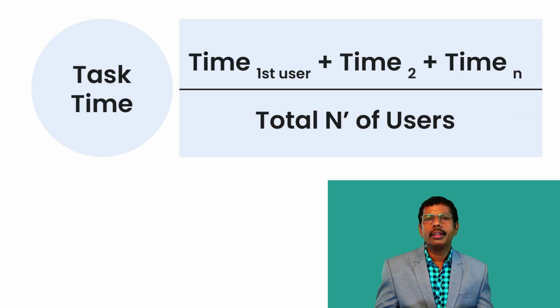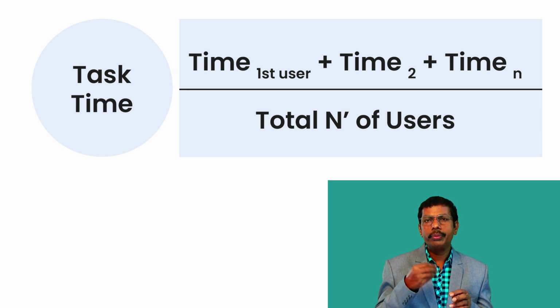The next one is task time. This is used to measure efficiency. Good usability typically means that a user can perform the task successfully and fast. This metric measures how long it takes participants to complete or fail a given task.